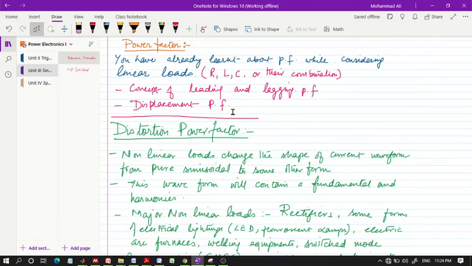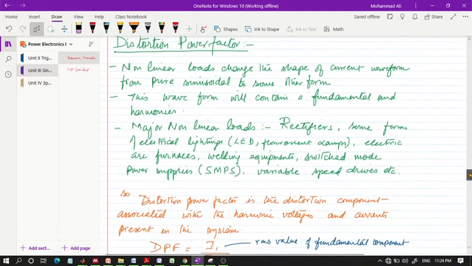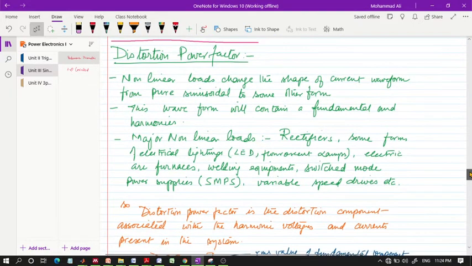If it is a resistive load, then the voltage and current will be in phase. If we have an inductive load, then there will be a displacement of pi by 2. In the inductor case it will be lagging, the current will lag the voltage, and in the capacitor the current will lead the voltage. So there will be leading and lagging power factor, and this type of power factor is basically known as the displacement power factor.